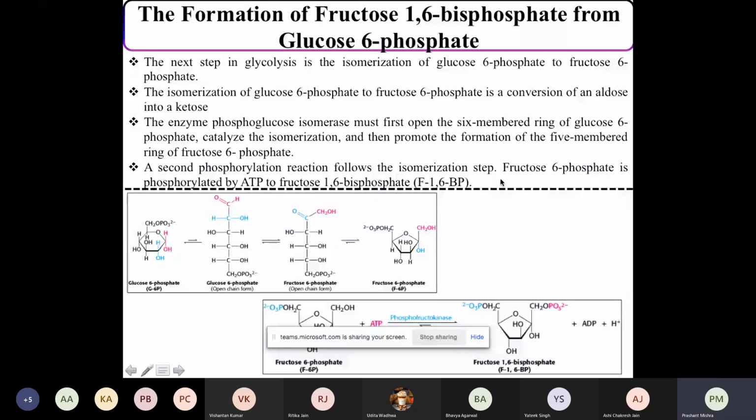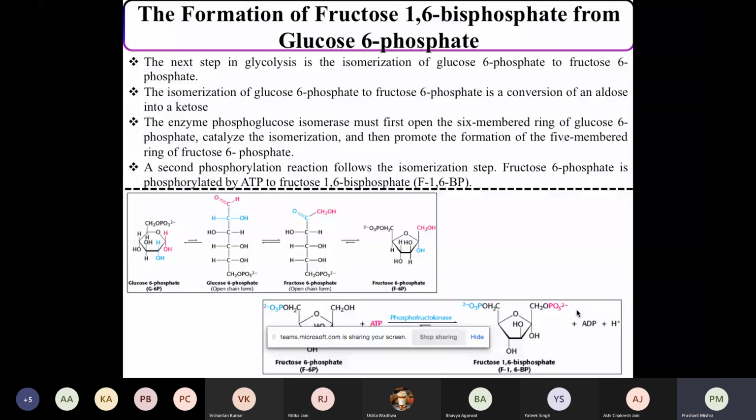Fructose 6-phosphate is phosphorylated by ATP to fructose 1,6-bisphosphate. It's a simple reaction. You can see on the top, glucose 6-phosphate has been converted into fructose 6-phosphate. And fructose 6-phosphate, in the presence of phosphofructokinase, again requiring a similar kind of cofactor, and ATP will transfer its phosphoryl group, and then you have one additional phosphoryl group in fructose 1,6-bisphosphate.